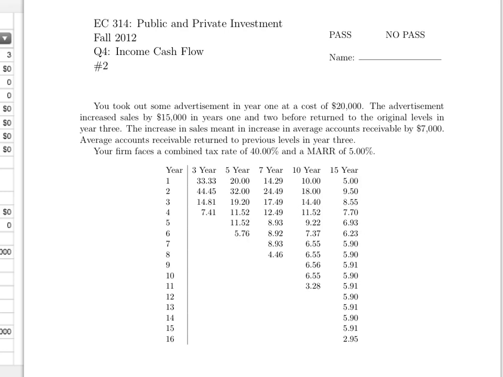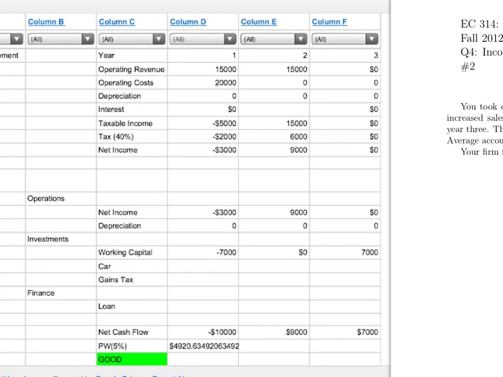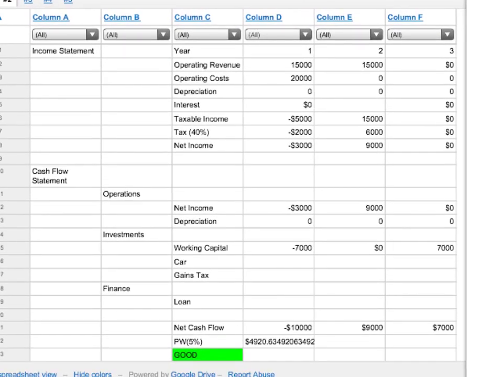The increase in sales meant there was an increase in accounts receivable. This is kind of working capital, by $7,000, and then it returns to the previous level in year three. So let's go ahead and find out if this is supposed to be a good idea. So first off, let's show you how we are seeing that expense.